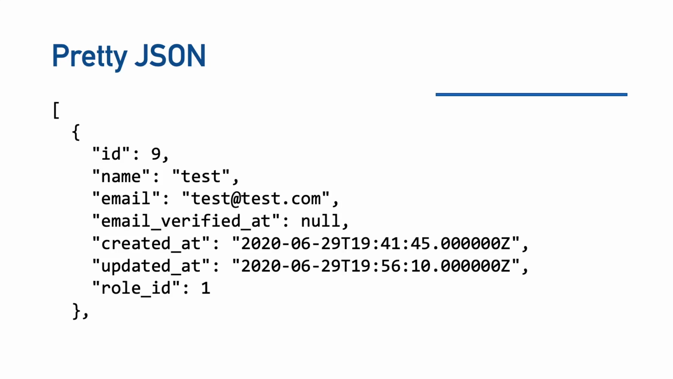So here's the same JSON pretty printed. Again, array, object, and then a bunch of key values. So we've got an ID of 9, we've got the name of test, the email of test@test.com, email verified at, created at, which seem to be dates, and then role ID. Now, how does this relate to the application? Well, we know it's encoding user information, right? This definitely looks like some kind of user system.